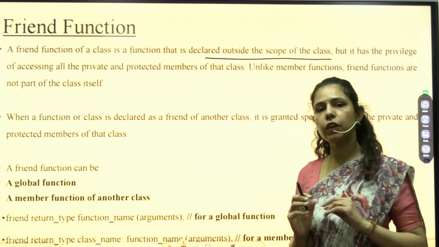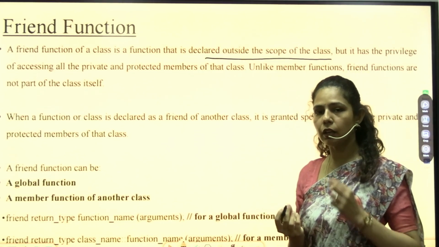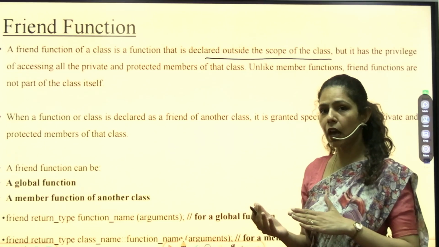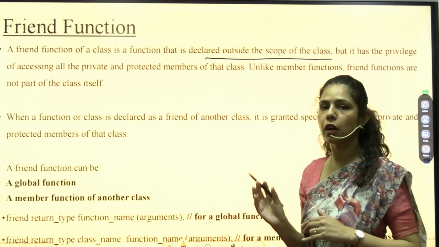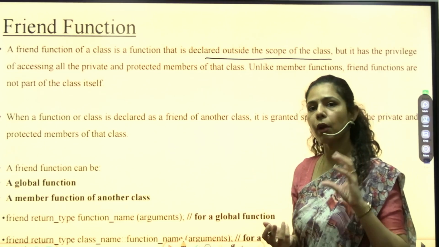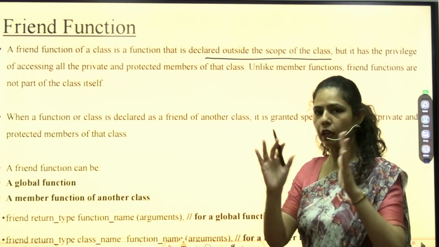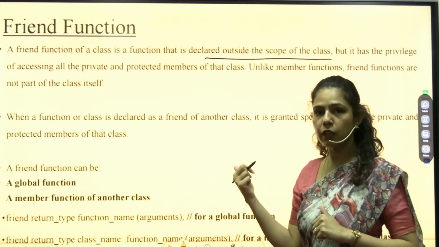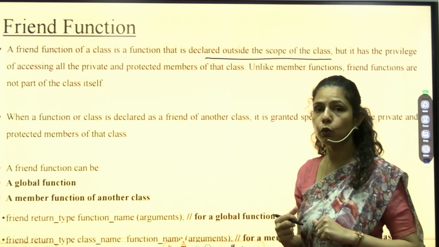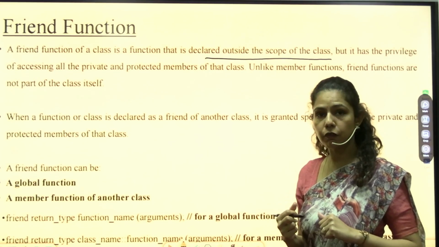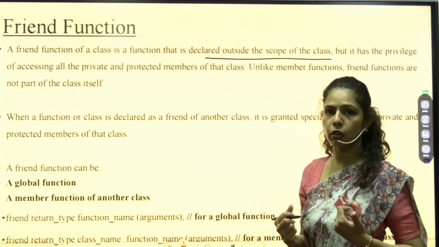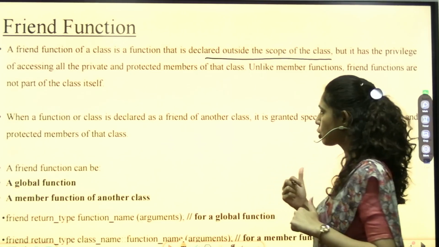Okay, so if we consider a normal function, and if that particular function is made outside some class, then obviously that function will not be able to access the private and protected members of any class, right? So in order to access these private and protected members, what we have to do is make a friend function. We have to make a function the friend of that particular class. So that's the concept of this topic.